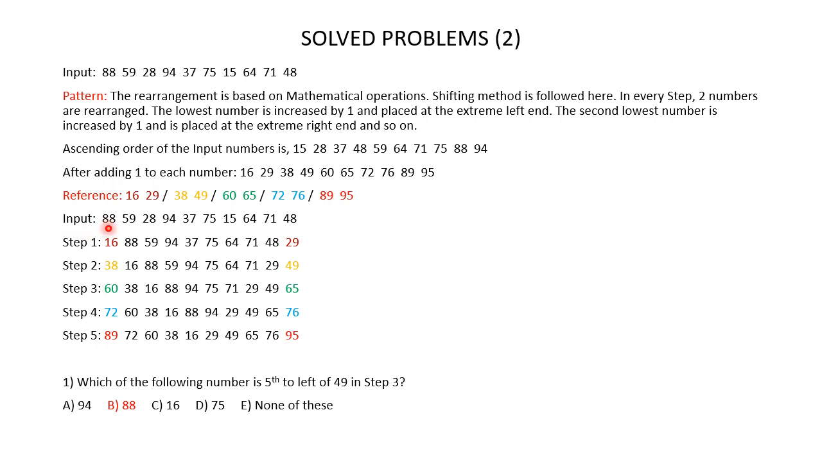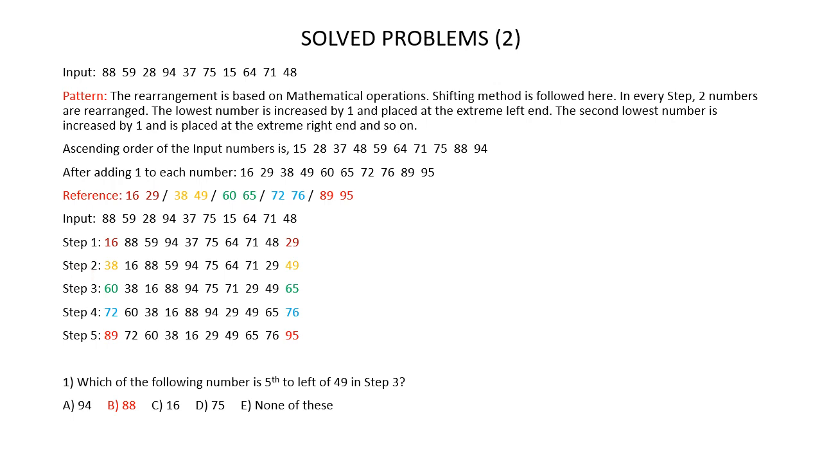Now this is the given input which consists of only numbers. Now for step 1, use the first set of numbers from the reference, which is 16 and 29. So write 16 at the extreme left end and 29 at the extreme right end in step 1. The remaining input numbers are written between 16 and 29 in the same order as in the input.